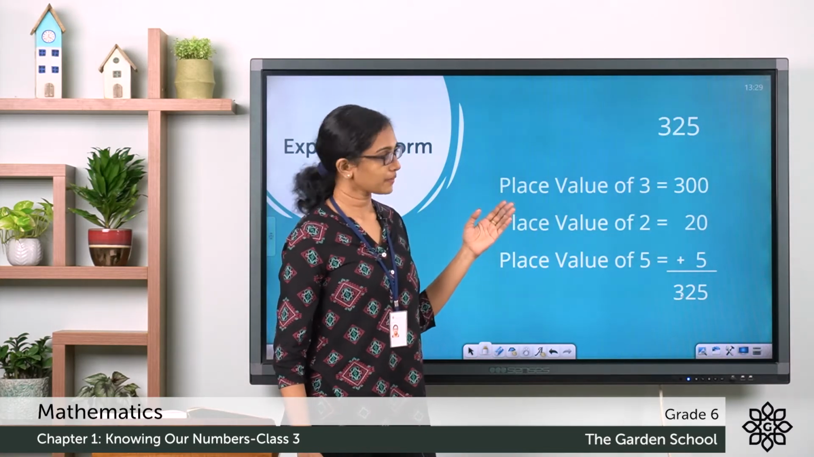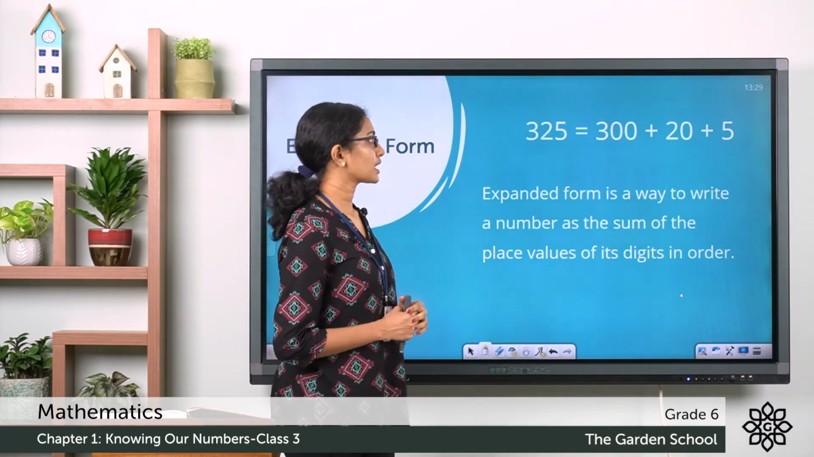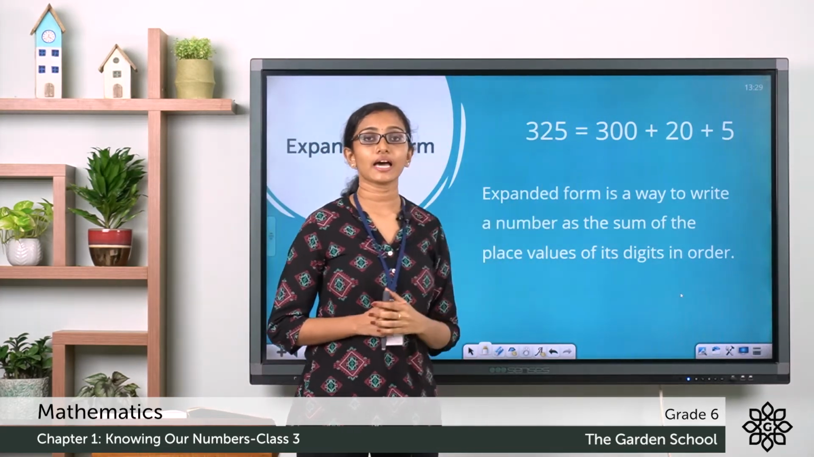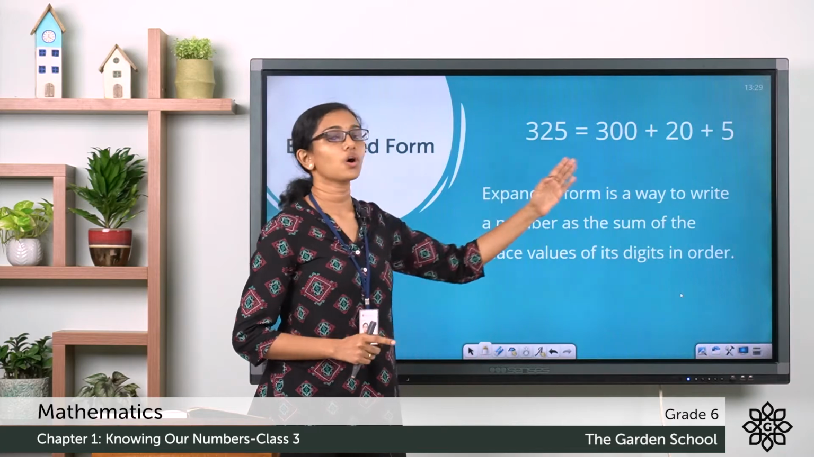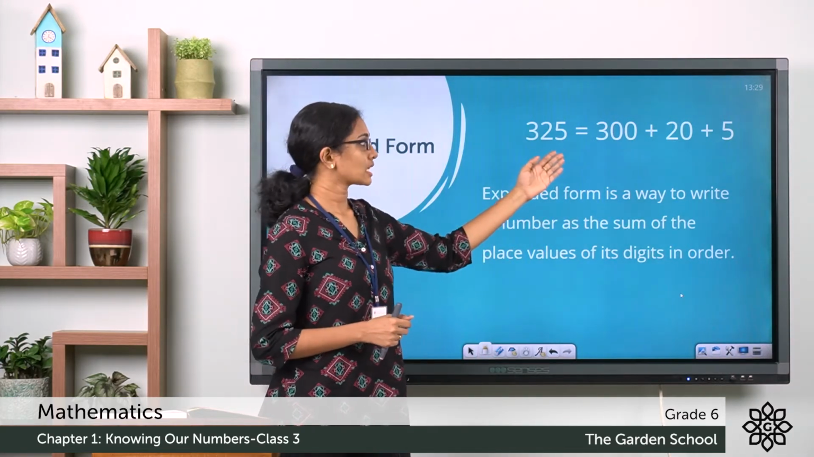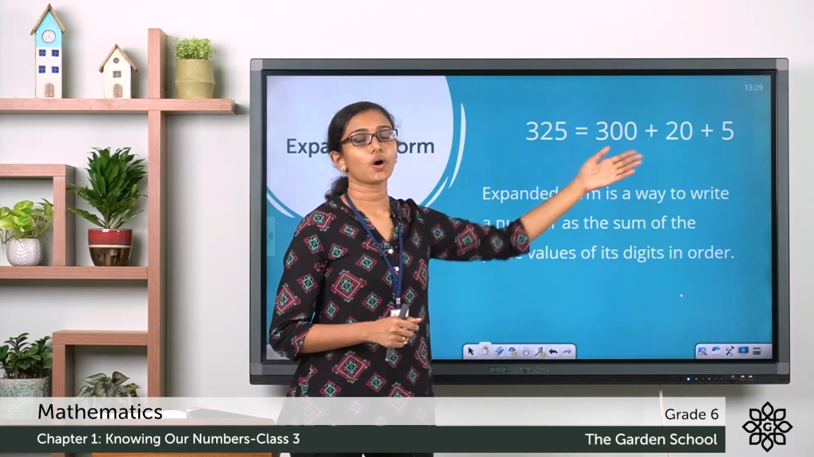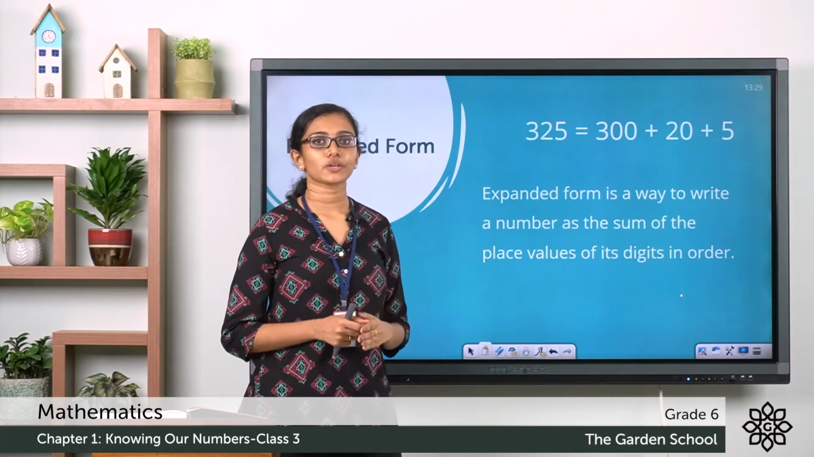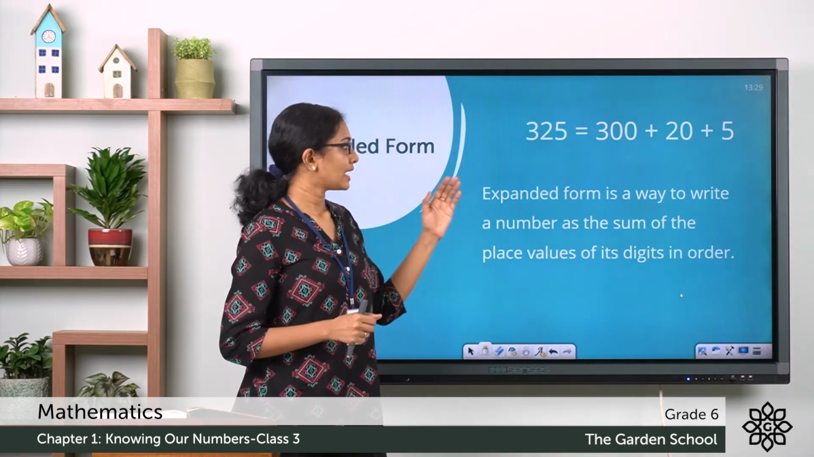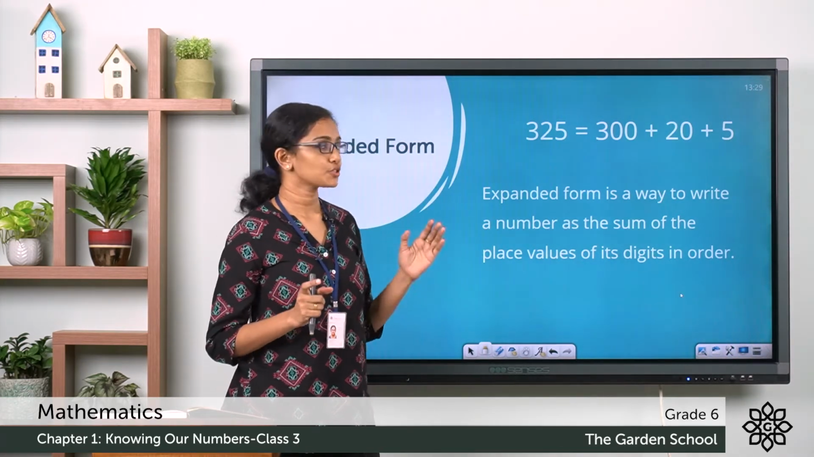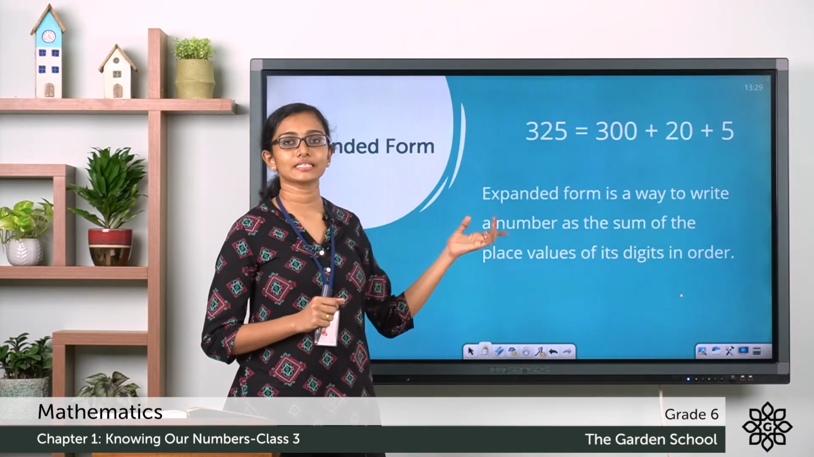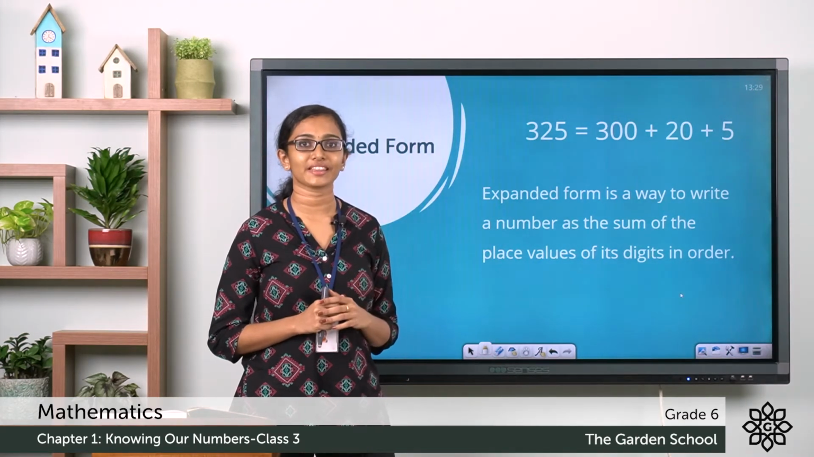So you can say the given number 325 can be expressed as the sum of the place values of its digits in order. And this form is called the expanded form of a number. So what is the expanded form? Expanded form is a way to write a number as the sum of the place values of its digits in order. Hope you're clear with that.